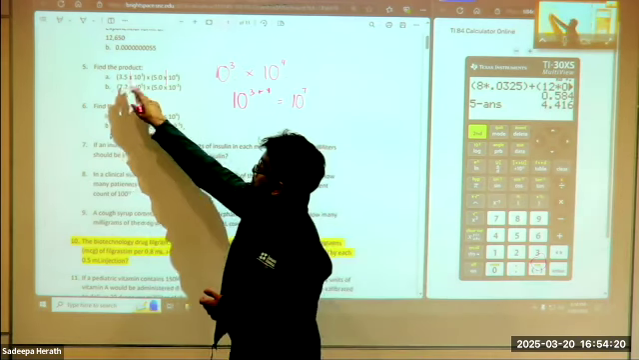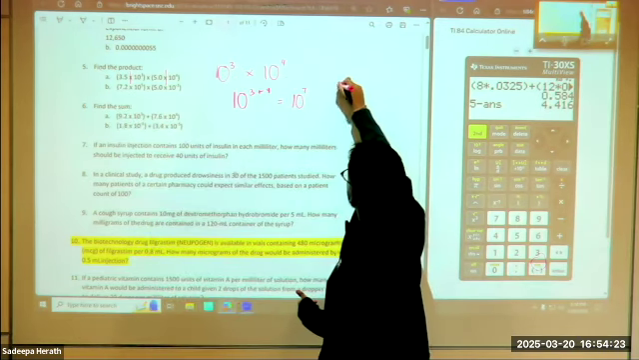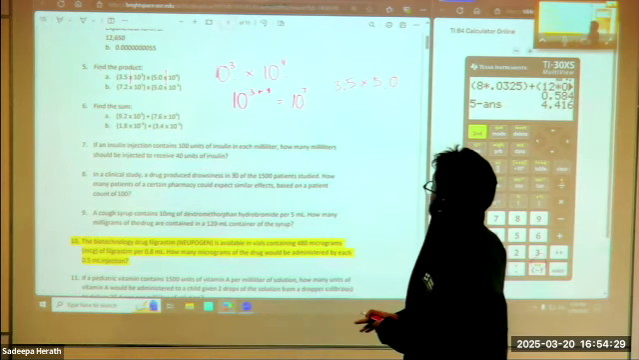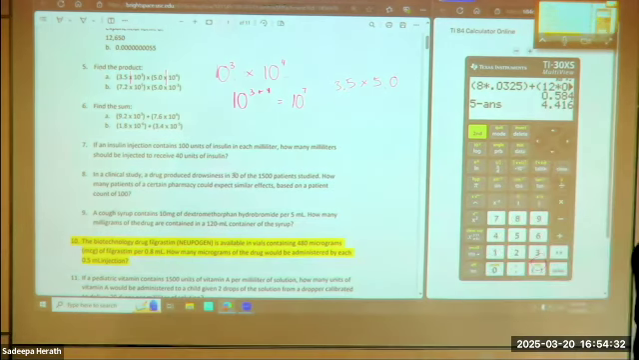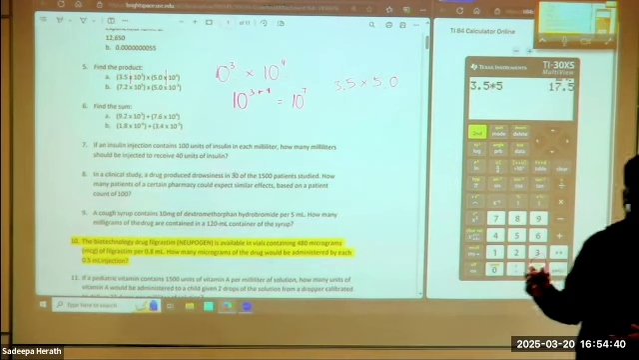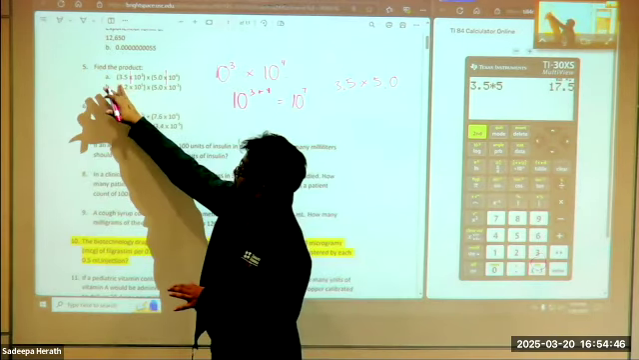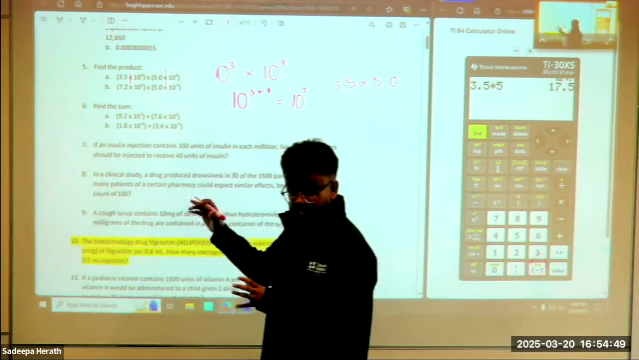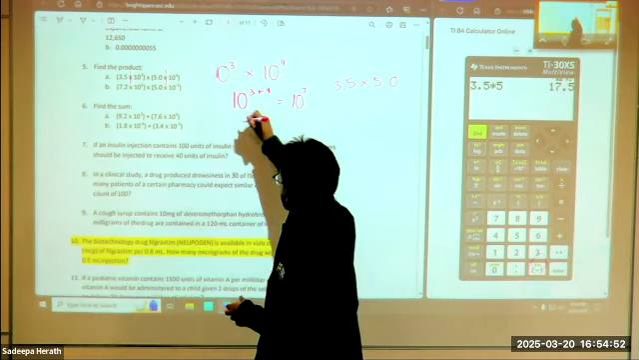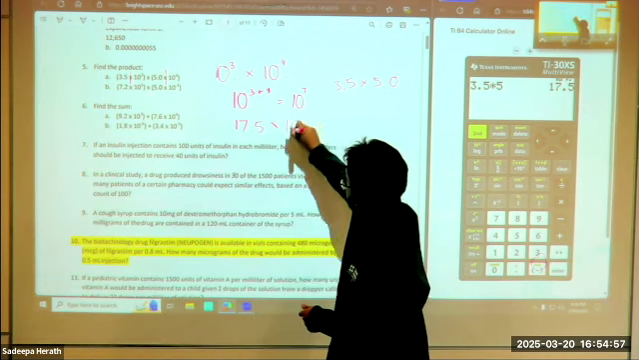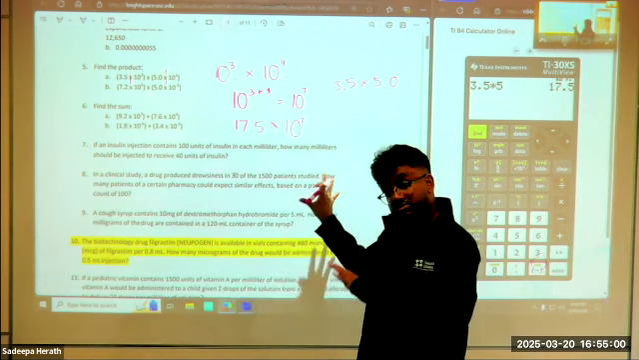We can do 3.5 times 5 separately. And I think that's 17.5? Let's check that out. 3.5 times 5, 17.5. How about that, right? So we did these numbers by themselves and then the base 10s by themselves. You can still combine them together. So that's 17.5 times 10 to the 7. That's okay as it is.